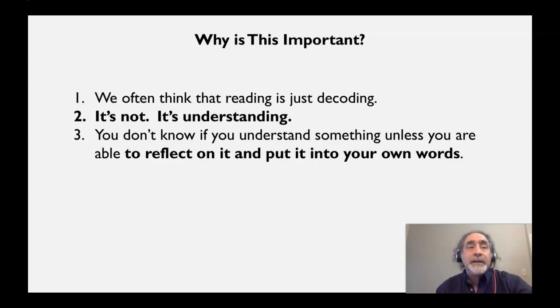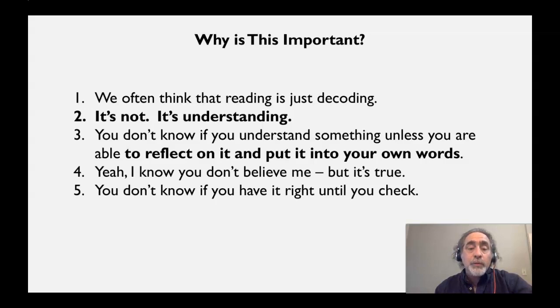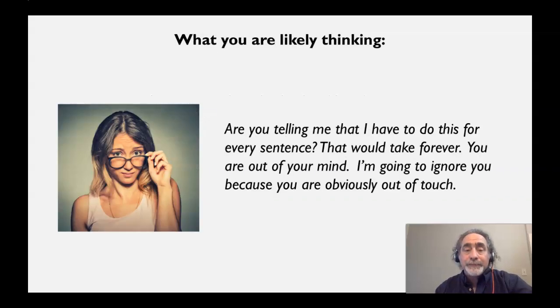Yes, I know you don't believe me. I know you think, oh my goodness, I understand it, I just can't put it into words. How many times have you said that? I get it, I just can't tell you what it is. Well, it's words we use to understand something. To understand something implicitly, to have the feeling of understanding, simply isn't enough. You've got to be able to explain it in your own words. That is the criterion. And I encourage you to use that criterion in your reading. If you can't put it into your own words, you don't understand it clearly enough. You don't know if you have it right until you check back and monitor your understanding.